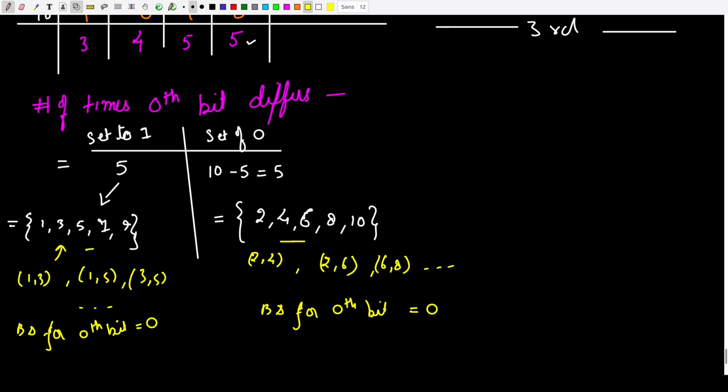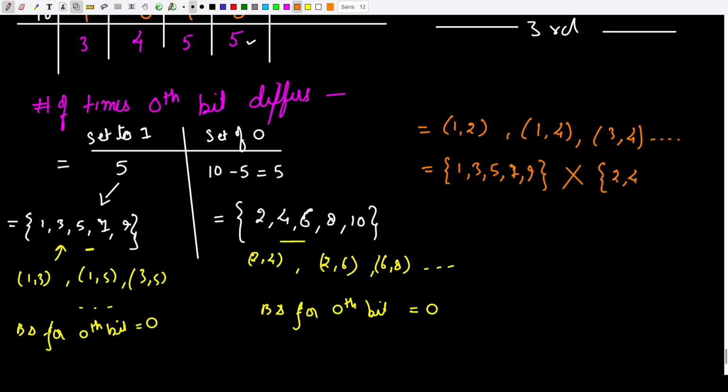Similarly, all the pairs formed internal to each set will be 0, but consider all the pairs formed by the cross multiplication of these two sets. I'm talking about pairs such as 1, 2, 1, 4, 3, 4 and so on. So in the Cartesian product, one way to understand it is that 1, 3, 5, 7, 9 is one set, and we are doing the Cartesian product with 2, 4, 6, 8 and 10. For all the pairs generated here, the 0th bit will differ, because in this set the 0th bit is set to 0, and in this set the 0th bit is set to 1, because of which the 0th bit will differ one time.